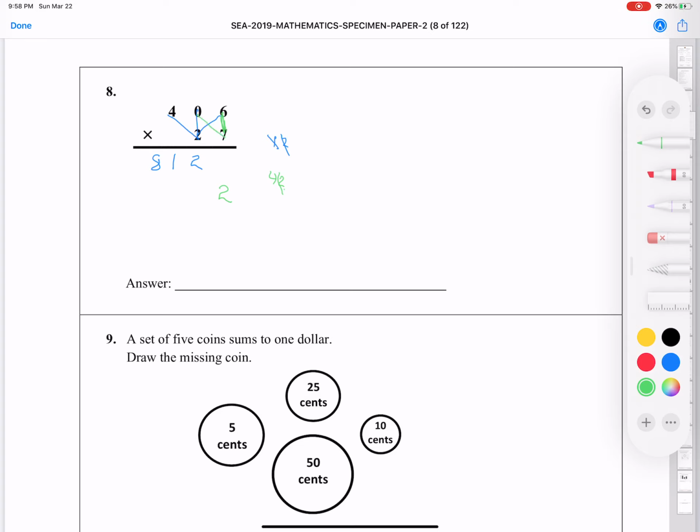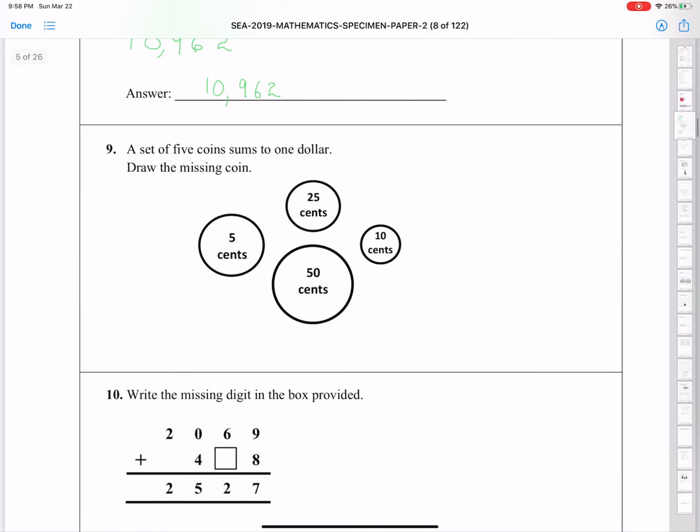0 sevens are 0, so 0 plus 4 makes 4. 4 sevens are 28, so we can put in the whole 28. Fill up the empty space with 0. 0 plus 2, 2. 2 plus 4, 6. 1 plus 8, 9. 8 plus 2, 10. 10,962.